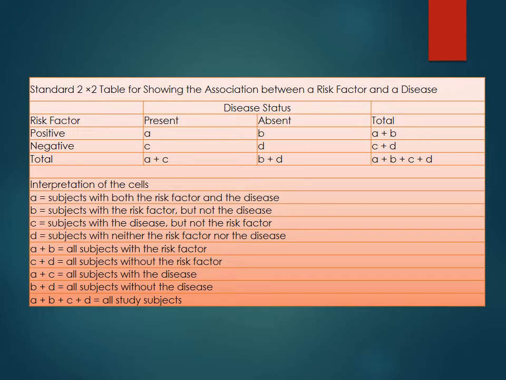Okay, just for reference back to this table, again, we're just looking at A, because these are the people that were exposed to the risk factor and had the disease divided by the total here. Because you're looking at the total group of people that are at risk.